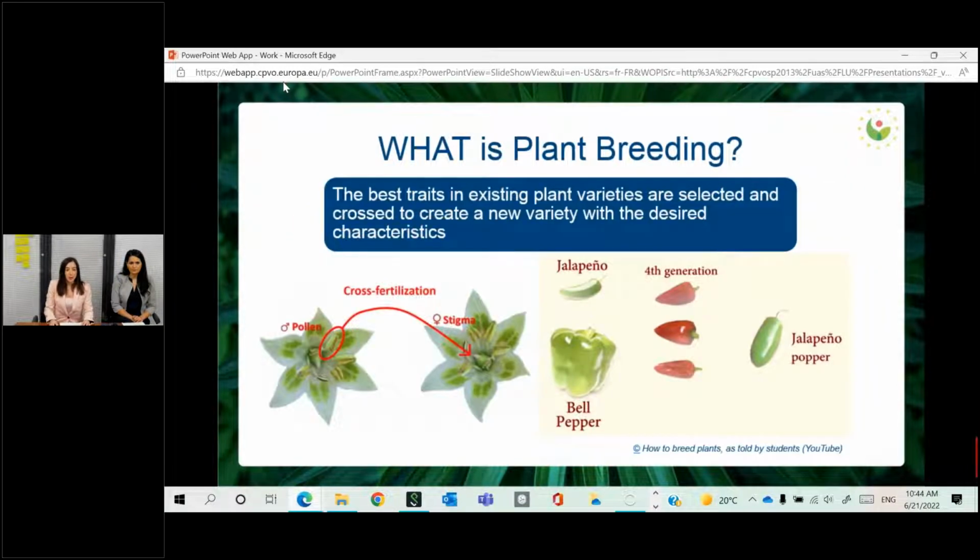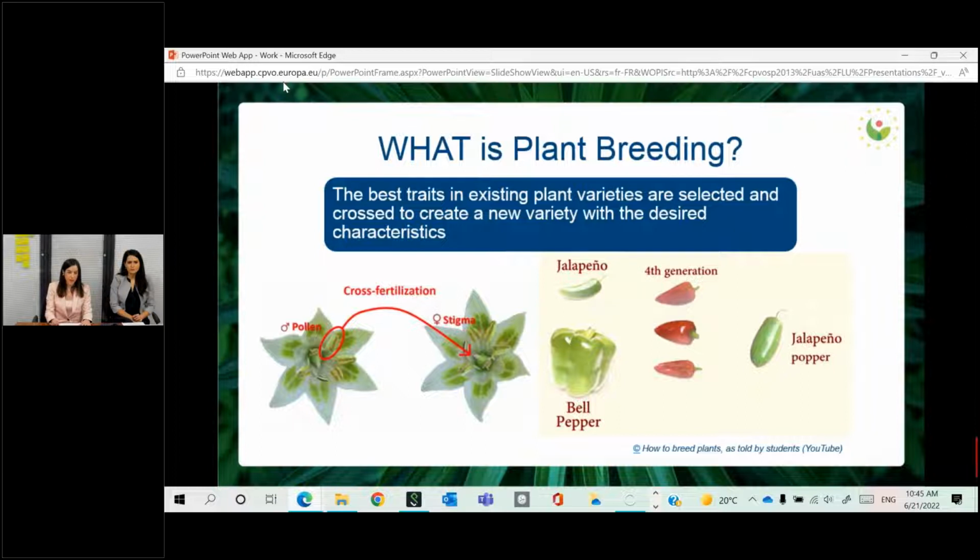Now, here we can see on screen a very illustrative example of the method called crossing and selection. So basically what happens here is that a breeder selects the best traits and then crosses the plants, and then again selects and crosses, and after a certain number of generations, this breeder obtains the desired plant variety.